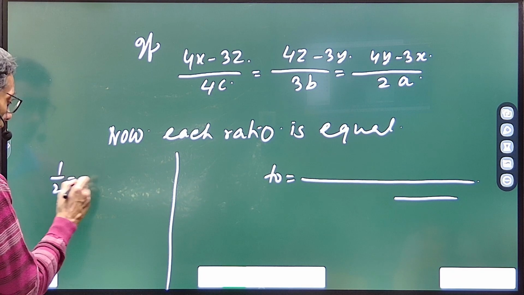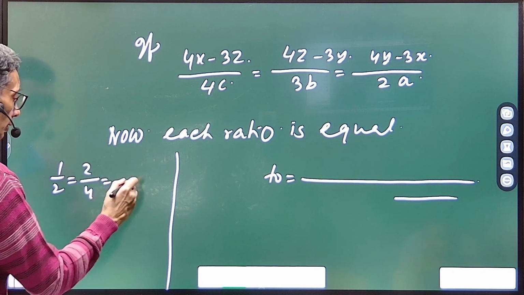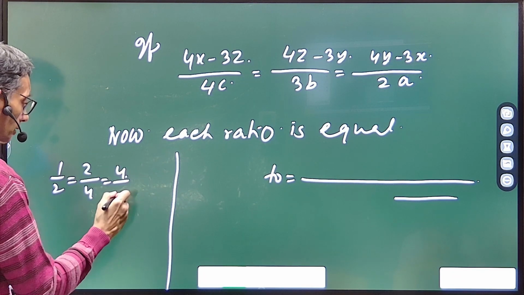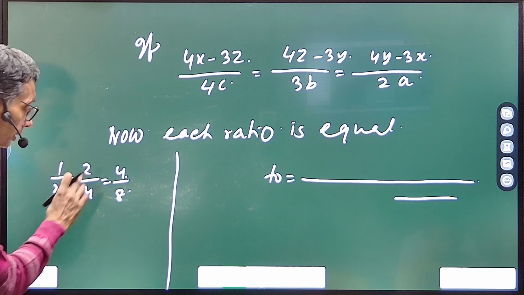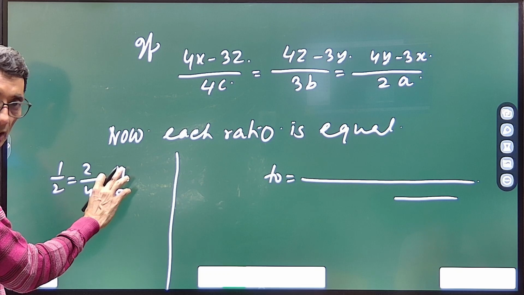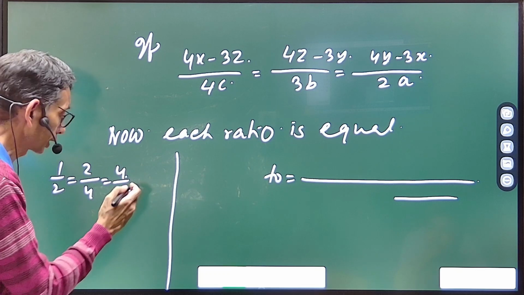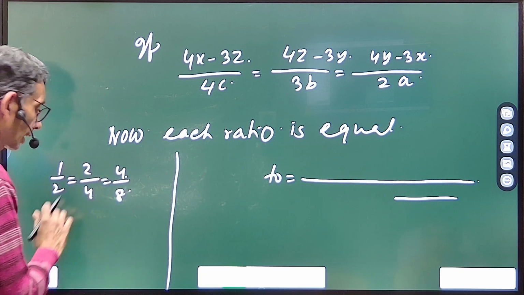Half is equal to 2 by 4, equal to what? 4 by 8, right? They are all the same. This ratio equals this ratio equals this ratio. And each ratio is equal to what did I say? A2, A2, A2 are all equal.